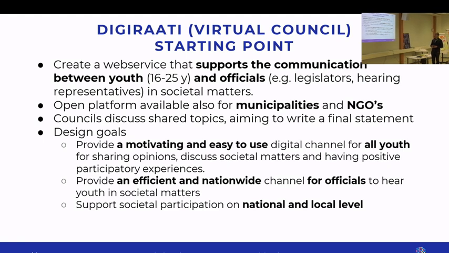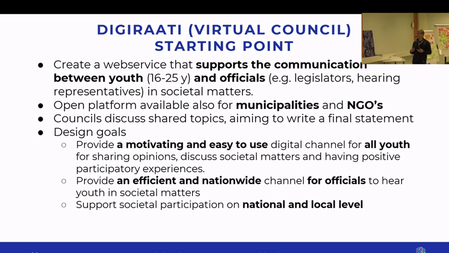And with the Digiraati, where it all started, we had this aim that we want to create a web service that supports the communication between young people and the officials. And in our case, we defined the young people to be people 16 to 25 years old. And the officials can be legislators, hearing representatives in government positions, supporting this communication in societal matters.